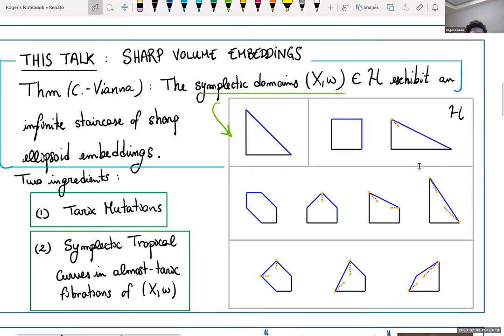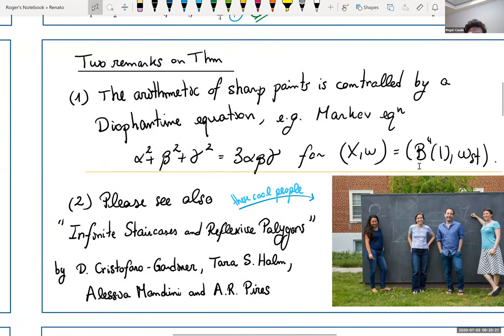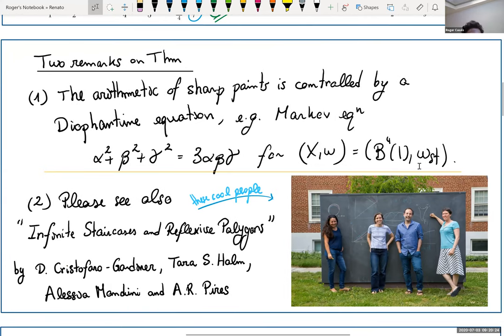Okay, silence will follow. Okay, so a couple of remarks on the theorem.